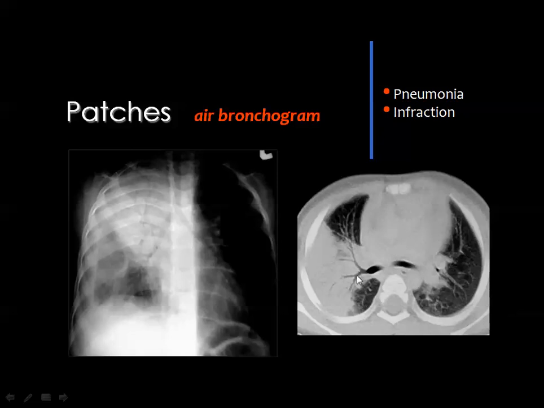And by air bronchogram, we mean that there are multiple linear radiolucencies within an area of opaque lung. These linear radiolucencies represent air in patent bronchi on the background of consolidated lung. Then in the differential diagnosis of these lesions, we have two: the pneumonic consolidation and the infarction.